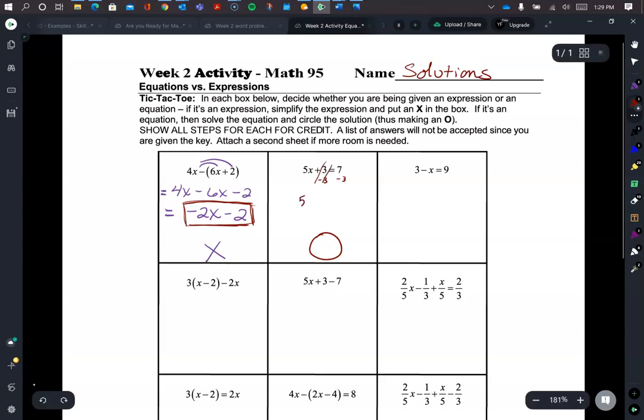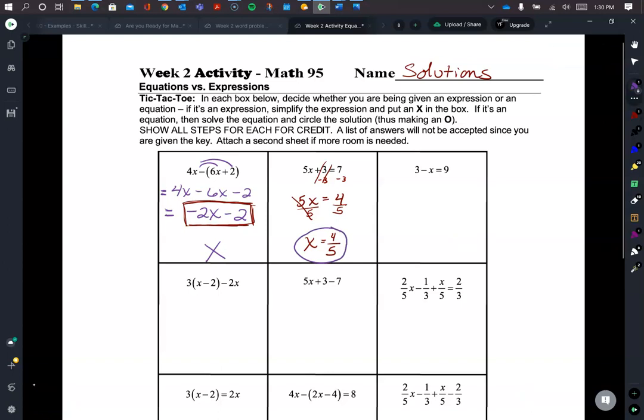This would zero out, so then I have 5x equals 4. And I do have something on either side of the equal sign. I'm not just carrying down expressions. I'm actually showing an equivalency here, and I can solve for x. So I'm going to divide both sides by 5. And then my answer would be x equals 4/5, and I'm going to leave it right in there, and I'm going to circle.